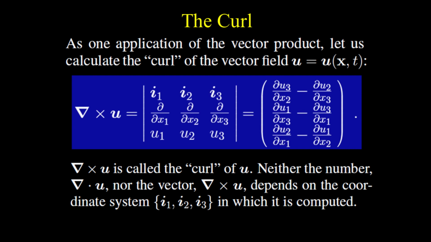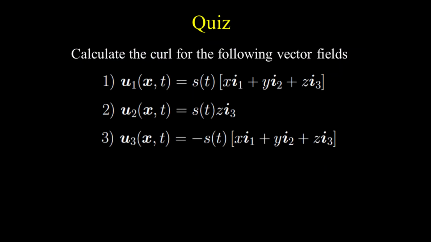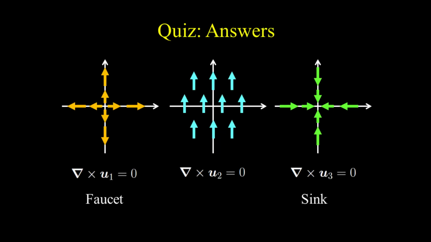As one application of the vector product, here is a calculation of the curl of U. Neither the divergence nor curl depends on the coordinate system in which they are computed. The curl is itself a vector and is here defined in Cartesian coordinates. Here's a quiz. Calculate the curl for the following vector fields. Here is your answer. The curls for all three vector fields are 0.